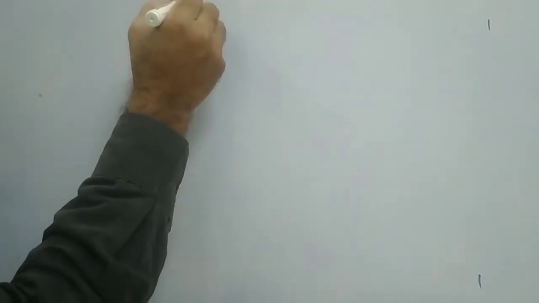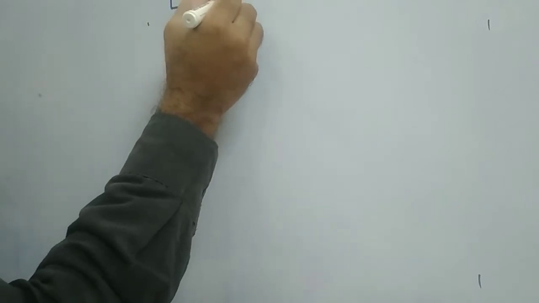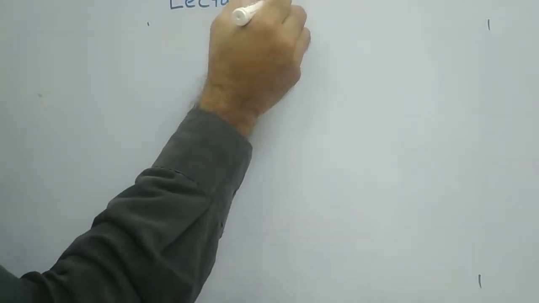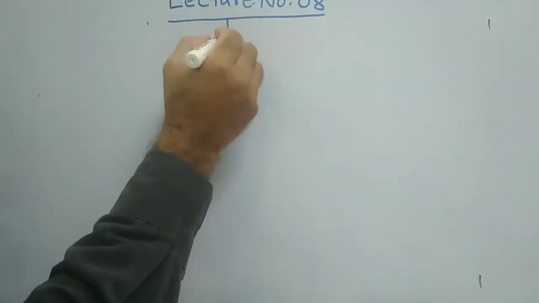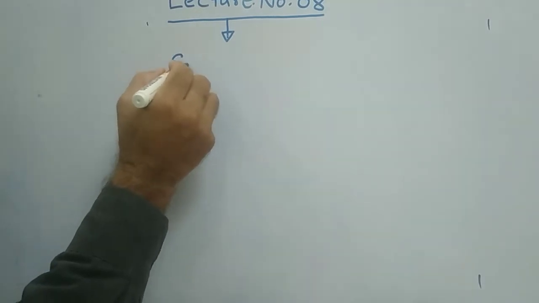In this presentation, I would like to bring you a very important concept of finding the transfer function of a given control system using the signal flow graph method. By the way, this is lecture number 8, in which I am going to explain the signal flow graph method.